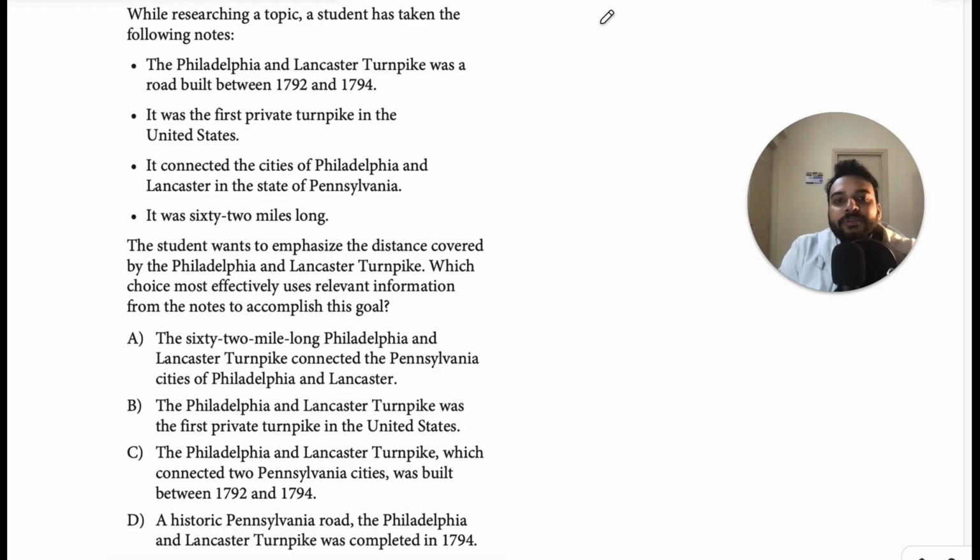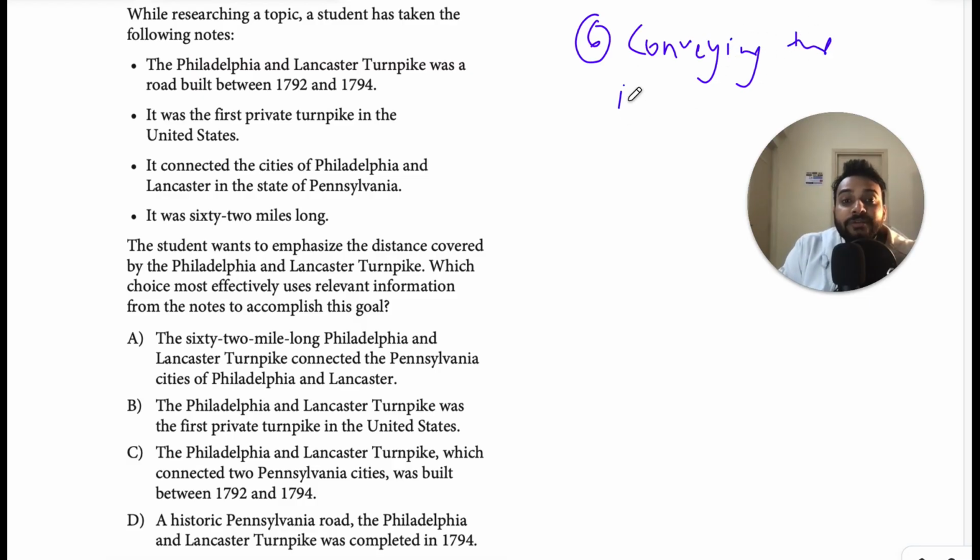So now we come to the sixth category of questions. I had named this as conveying the idea. Now I'm going to tell you how it exactly looks like. These questions will usually be bigger in length, not necessarily time taking, but advisable to do once you're done with the easier sections.